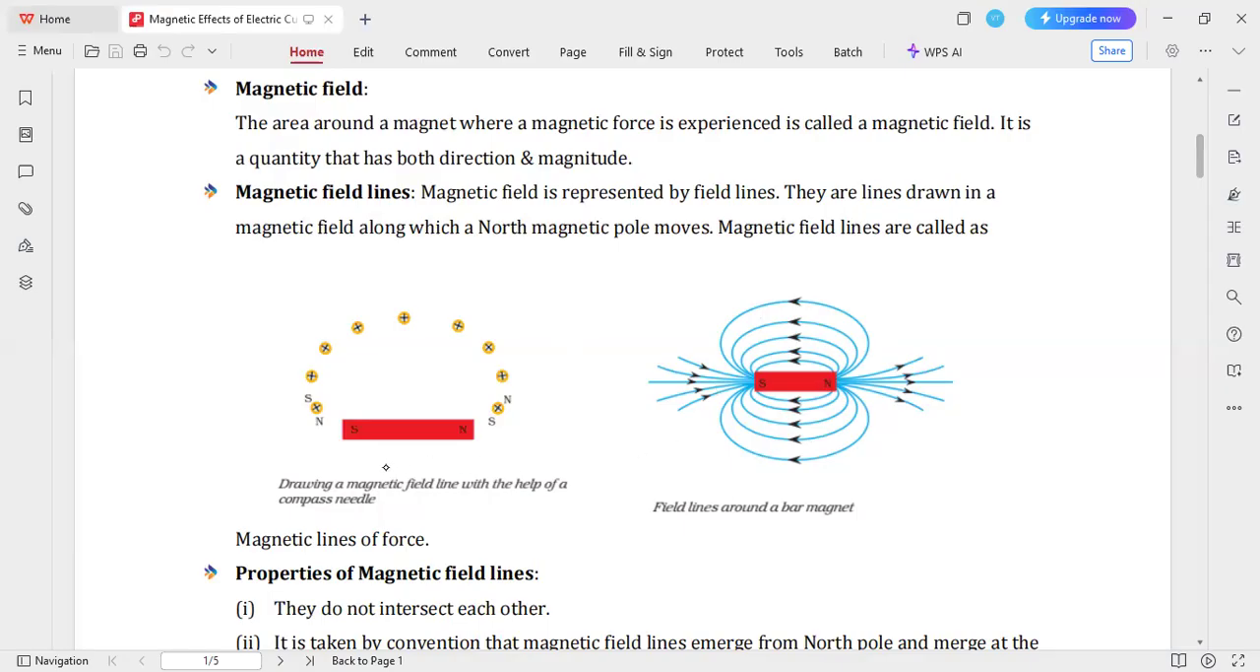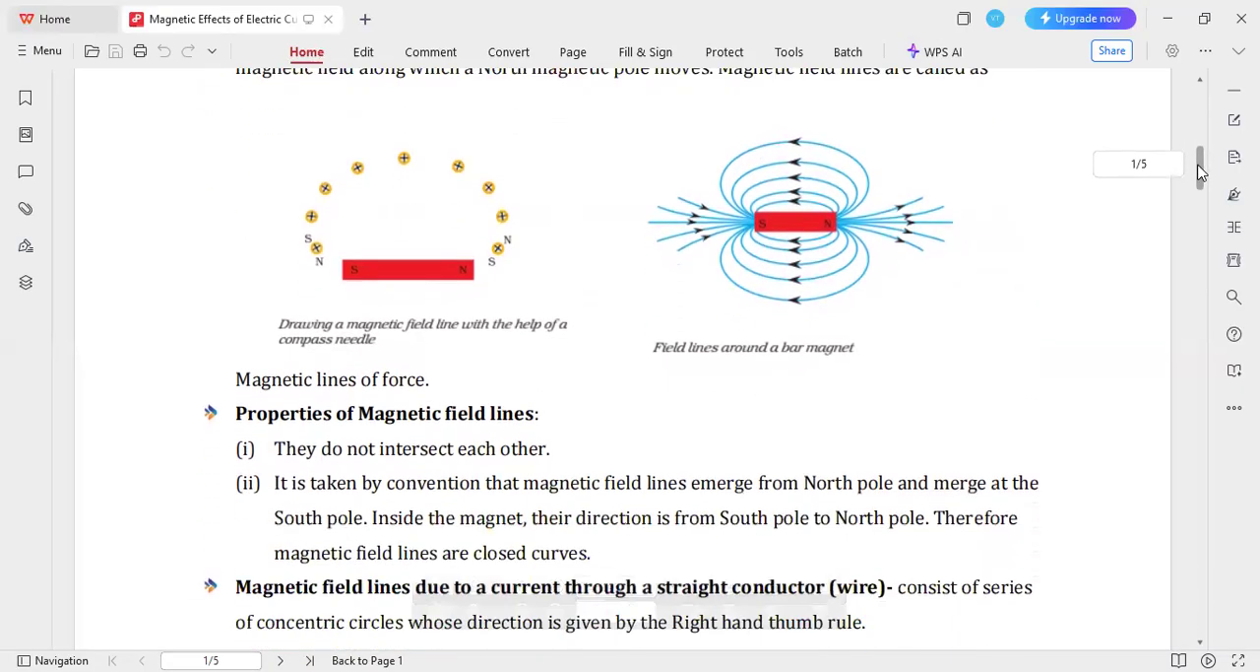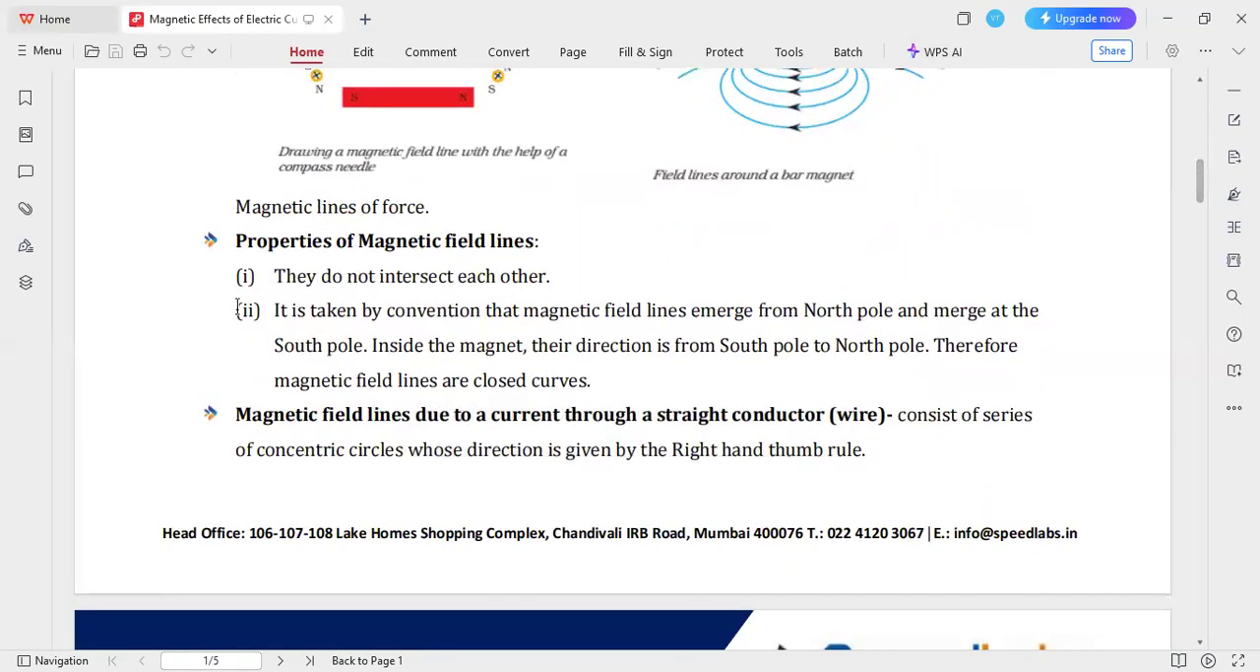Sometimes they will ask you what are magnetic field lines, state their properties. Let's talk about the properties of magnetic field lines, children. They do not intersect each other. First of all, they never intersect each other. It is taken by convention that magnetic field lines emerge from the north pole and merge at the south pole. Inside the magnet, the direction is from south pole to north pole.